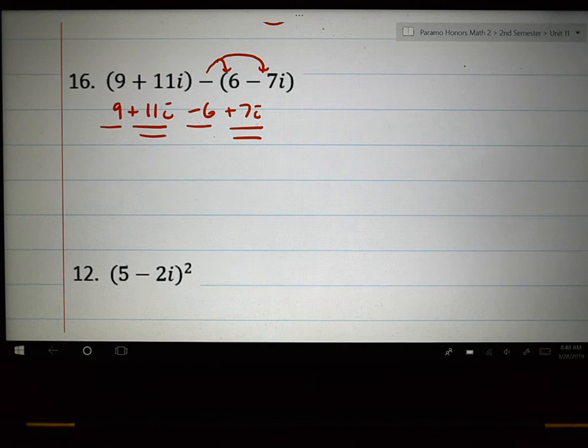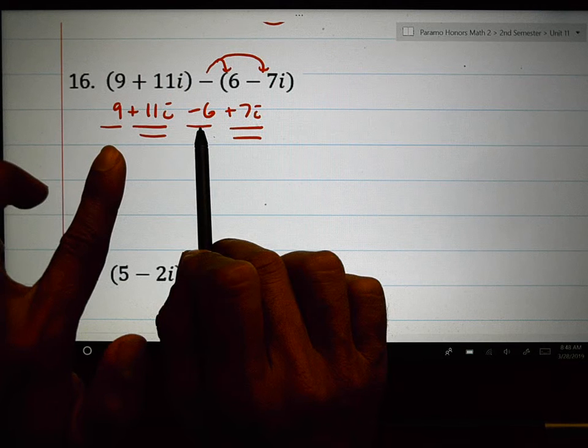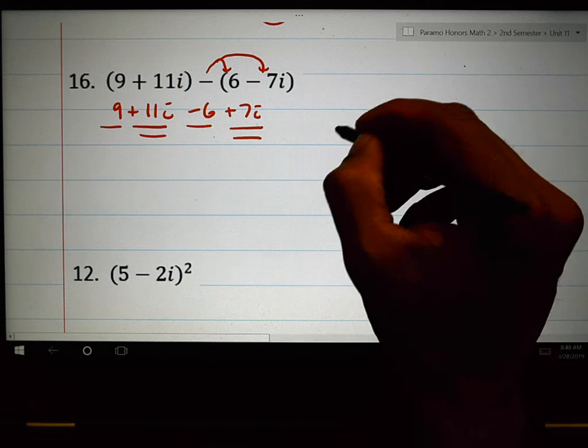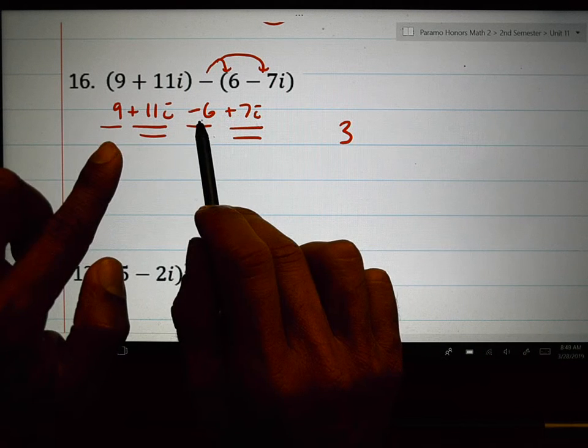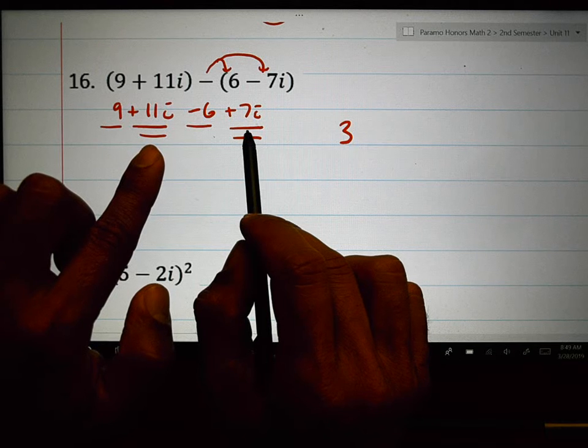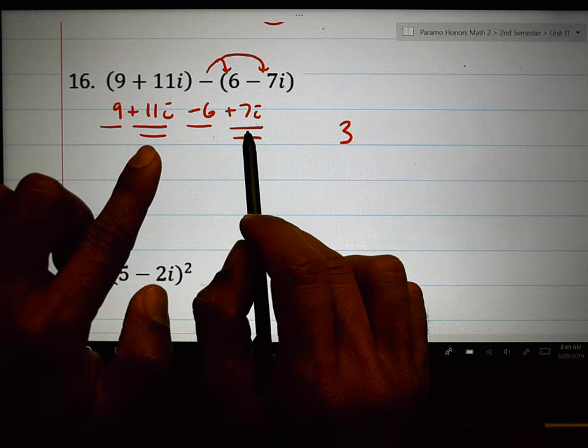Let's put this in standard form. Let's do the real components first. 9 minus 6. Let's do the imaginary components. 11i plus 7i is?